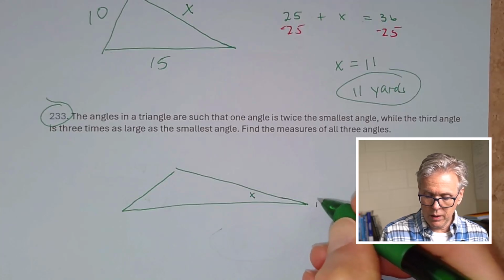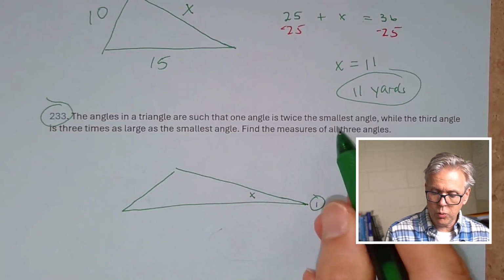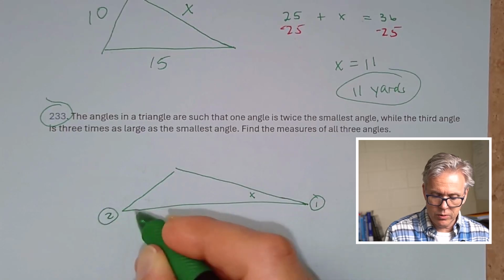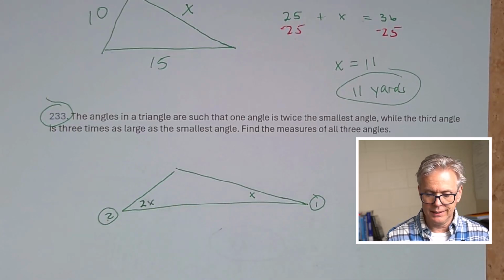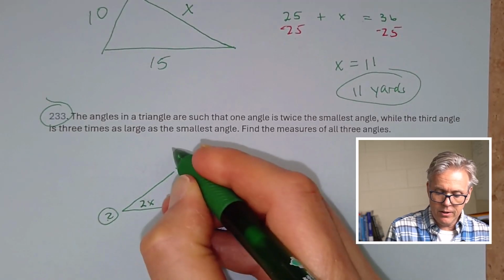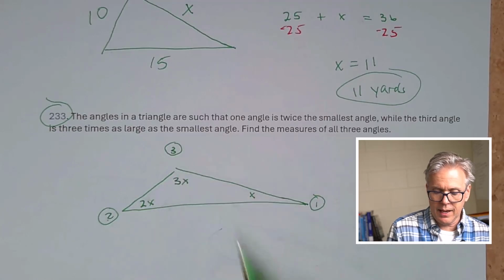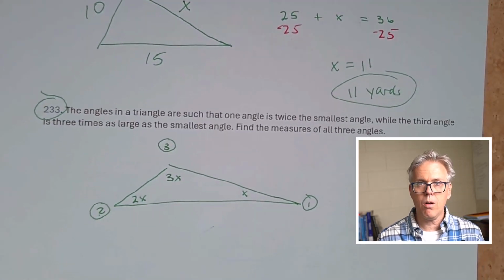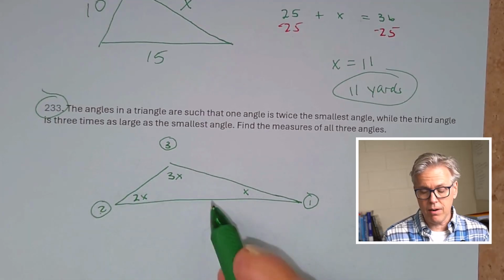So we'll call that angle 1. Now what about angle 2? So one angle here is twice the smallest angle. So if that's angle 2, what's that going to be? Good. 2x has nothing to do with that 2 right there. I'm just labeling it second angle. Now what about this angle here? This third angle, again, it happens to be 3 times as large. So 3x.